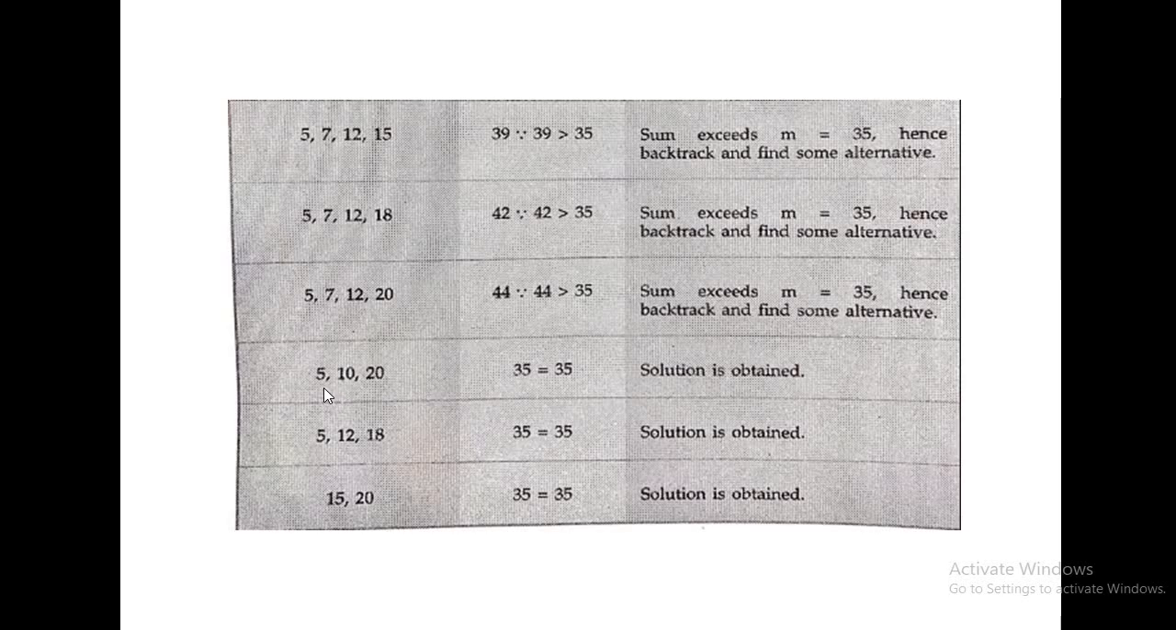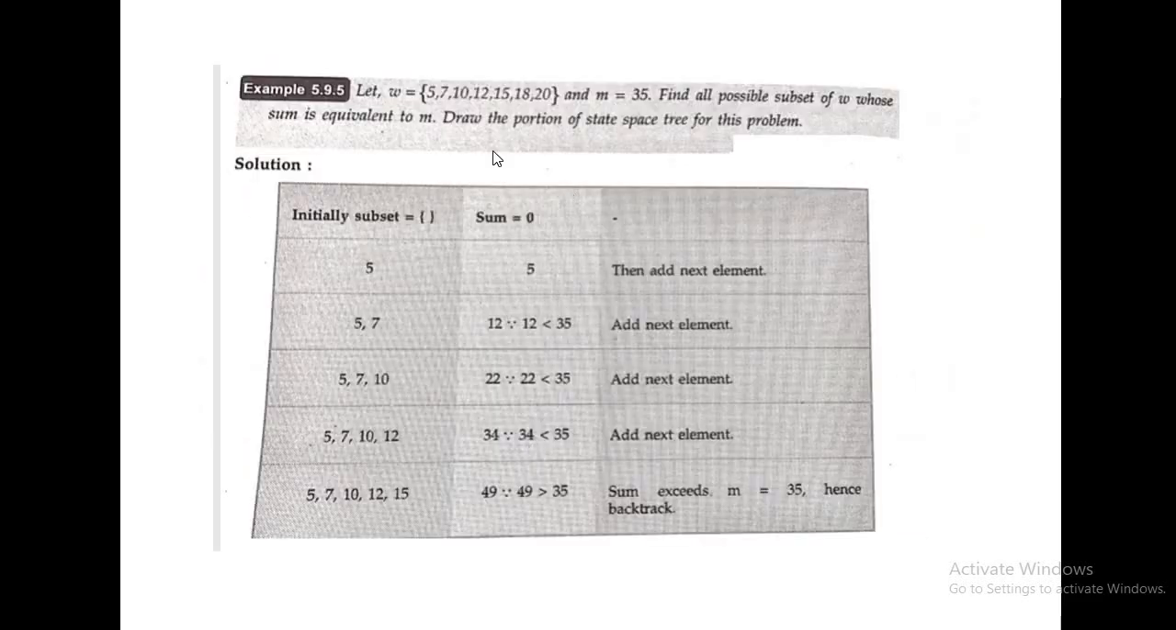We can find some alternate path. So 5, 10, 20, 35 equal to 35. We can find the solution. So 5, 12, 18, 35 equal to 35. We find the solutions. 15, 20, 35 equal to 35. We can find the solutions. So first we have to choose the positive integer. First we can choose the possible values to reach the 35.